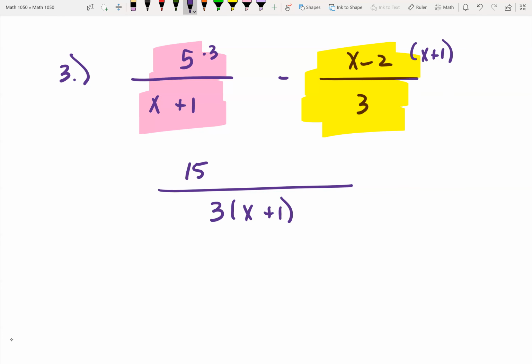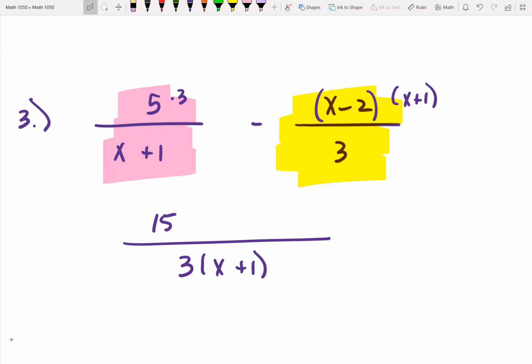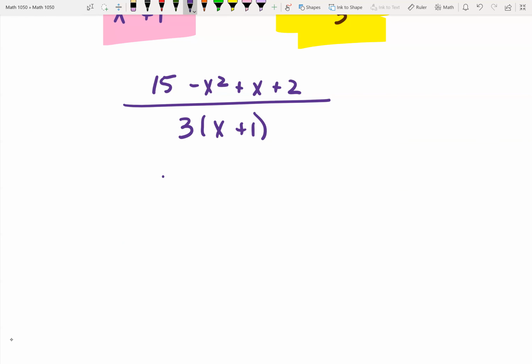Now this is tricky, so I want you to watch. On the top right, you have a binomial multiplied by a binomial. You have to FOIL that. When I FOIL that, I have x to the second minus x minus 2. But see this negative? You have to distribute it through that. So when you distribute, you get a negative x to the second, a positive x, and a positive 2. So then you have negative x to the second plus x plus 17 all over 3 times x plus 1, and you're done.